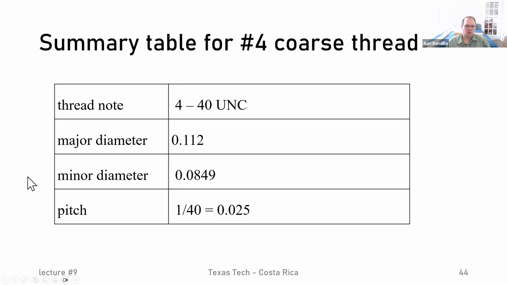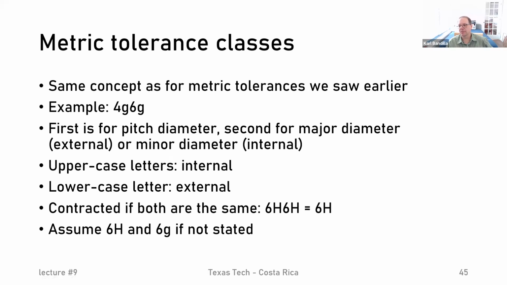And now we're going to swing over to the other thread type, and that's metric. The metric ones are very closely related to what we learned for metrics and tolerances, right? Those were all those H7s, K5s, and all that kind of stuff. So we'll do the same thing here. We'll have something that looks like 4G, 6G, something like that. The first of these numbers is always for the pitch diameter, right? That was the one that was halfway in between the crest and the root, major and minor. And the second one is either for the major diameter, if it's external, or the minor diameter, if it's internal.